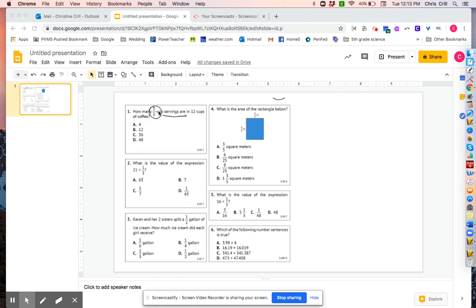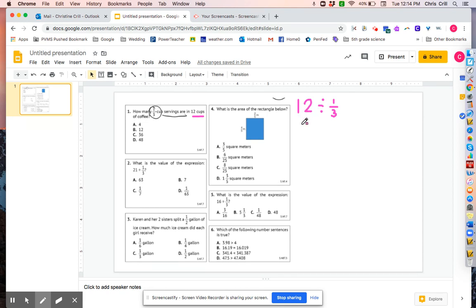Number 1 is saying how many 1/3 cup servings are there in 12 cups of coffee. So we have to think for a minute, what is it that we're dividing here? We're dividing 12 cups of coffee. So we're going to take our 12 cups of coffee and divide that by 1/3. In essence, we're asking ourselves how many 1/3s are there in 12?